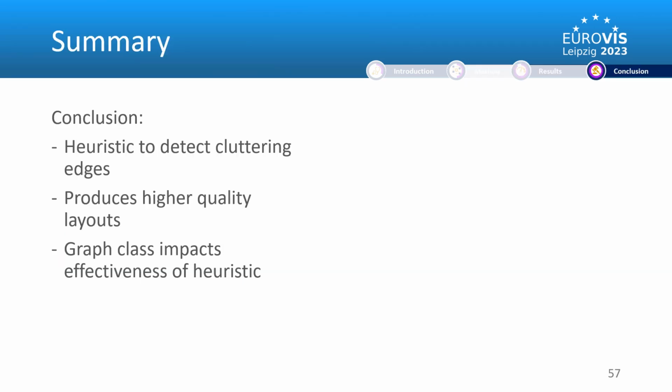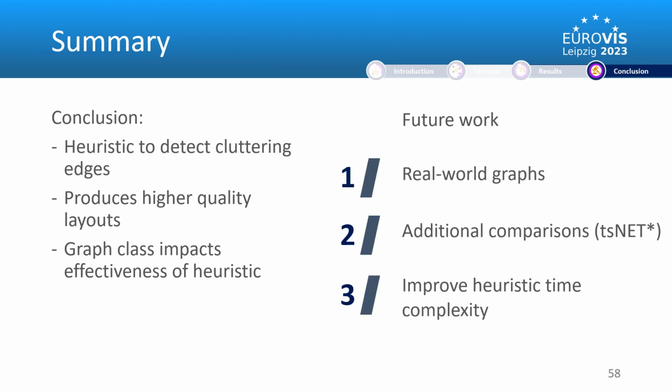To conclude our work, we've created a heuristic that can detect cluttering edges in near-planar graphs. Using the heuristic, we can produce higher quality near-planar layouts, though the graph class heavily impacts the effectiveness of the heuristic. In the future, we would also like to look into testing the heuristic on real-world graphs, as well as making additional comparisons with the TSNet technique. And lastly, we do see the threat of the large computational complexity of the individual components in our heuristic, and this is definitely something that could be improved.